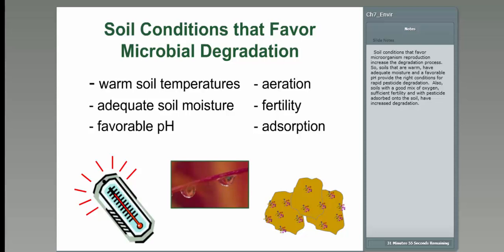Soil conditions that favor microorganism reproduction increase the degradation process. So, soils that are warm, have adequate moisture, and a favorable pH provide the right conditions for rapid pesticide degradation. Also, soils with a good mix of oxygen, sufficient fertility, and with pesticide adsorbed onto the soil have increased degradation.